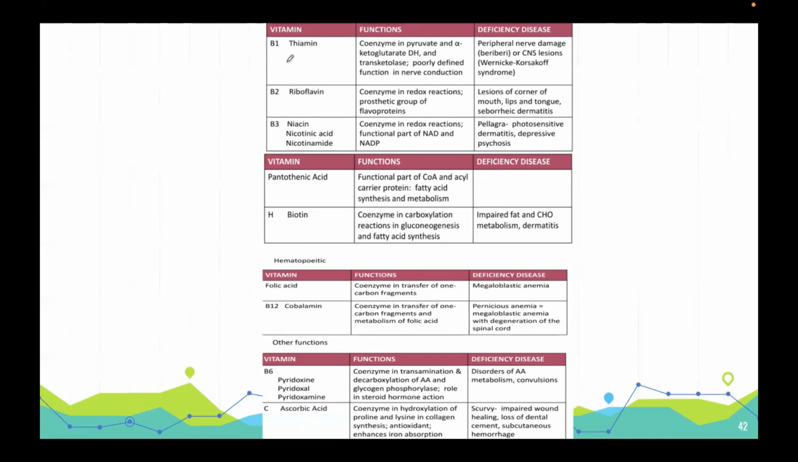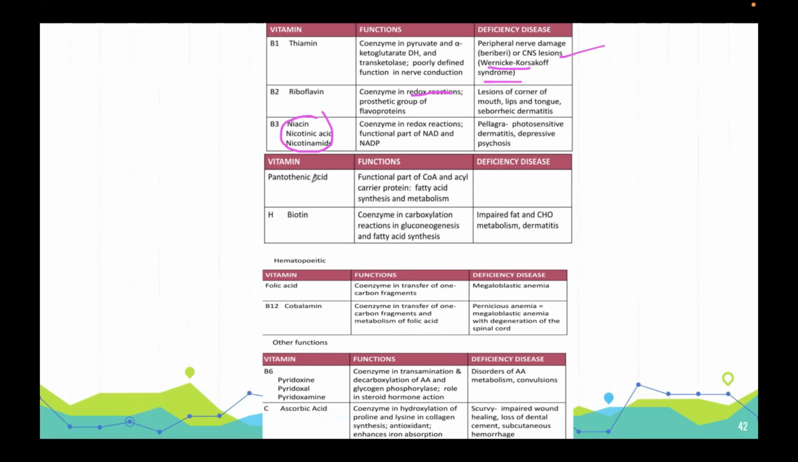Now let's go back to our water-soluble vitamins. Start with vitamins B1, B2, B3. B1 is associated with Wernicke-Korsakoff and beriberi. B2, riboflavin, is a coenzyme in redox reactions and a prosthetic group of your flavoproteins. Okay, these are its deficiency diseases. Next, vitamin B3, or niacin, or nicotinic acid or nicotinamide, is a coenzyme in redox reactions. This is where pellagra comes in.